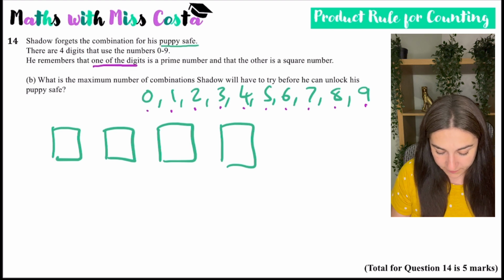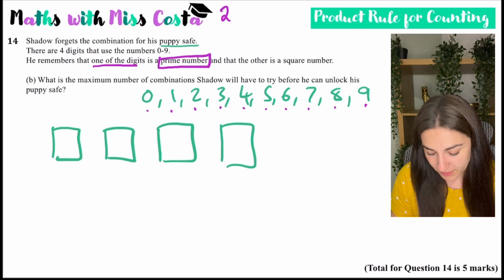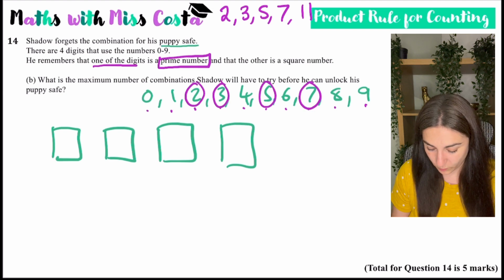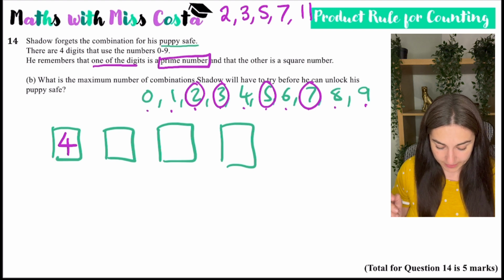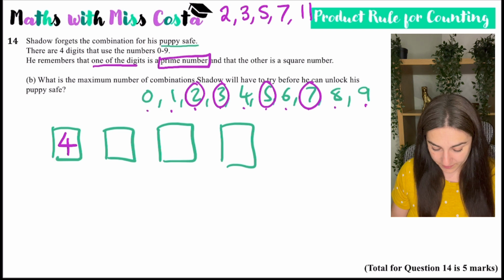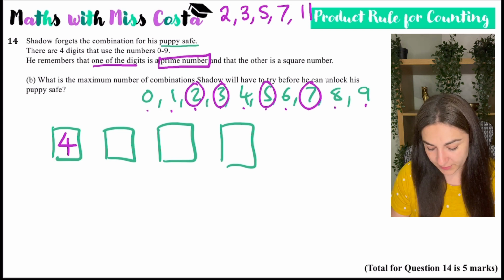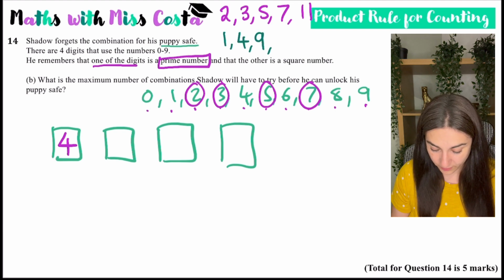He remembers that one of the digits is a prime number. Okay, so what are the prime numbers? Remember, prime numbers are 2, 3, 5, 7, 11. So 2, 3, 5, or 7. So that's 4 options that one of the digits could have. And that the other is a square number. So what are the square numbers? 1 times 1 is 1, 2 times 2 is 4, 3 times 3 is 9, and so forth. So that would be 1, 4, and 9.